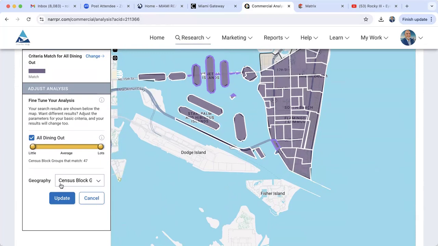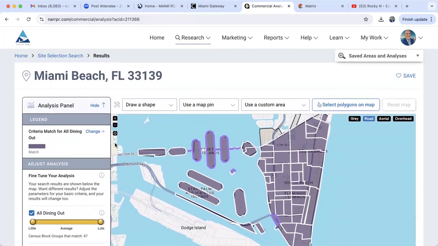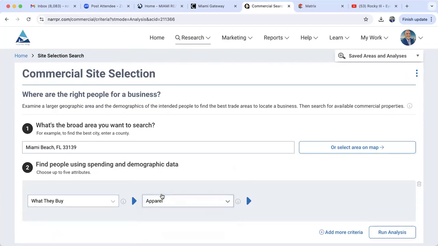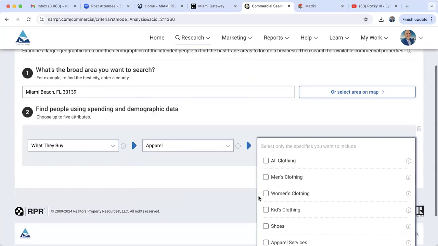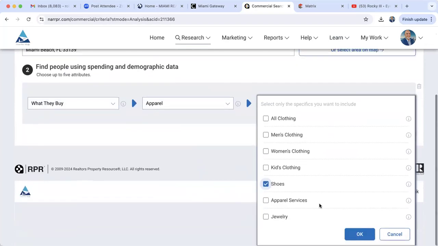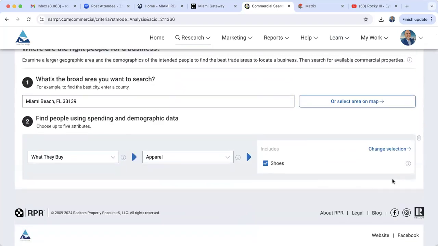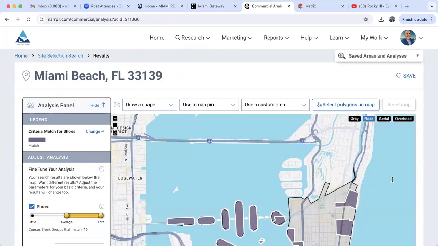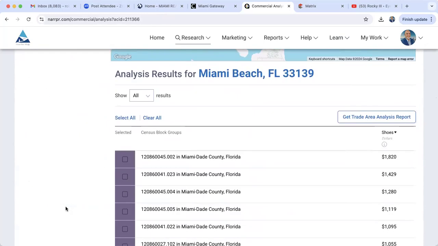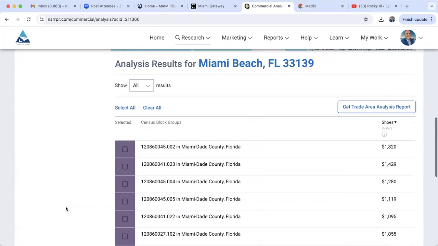If you're opening an apparel store, I'm going to go back right here to site selection. You're opening an apparel store, so instead of dining out, let's go with apparel. And let's say you're opening a shoe store, shoes. Hit OK, run analysis. How much are people spending on shoes?